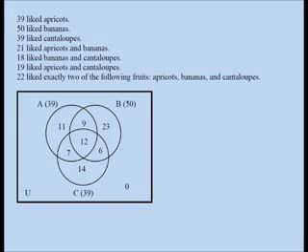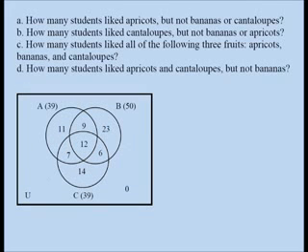So what we have is a Venn diagram with all the numbers in the right places. What we're going to do now is use the same Venn diagram to answer the 4 or 5 questions that we have. So let's move on. Here are the questions. Here's the Venn diagram that we just filled out.